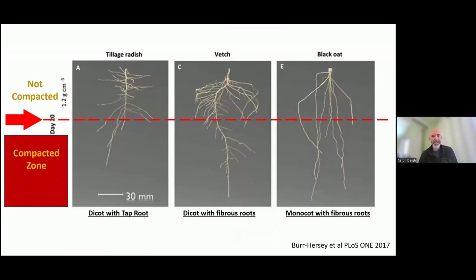So some examples right here. I really like this study from a handful of years ago where they grew a couple different types of cover crops here, tillage radish, vetch, and black oat.